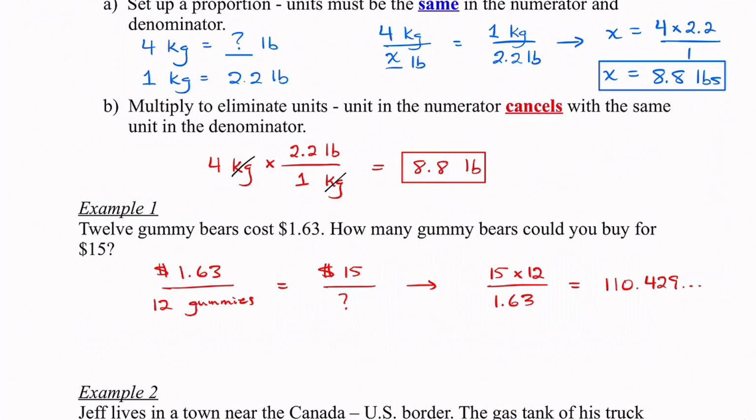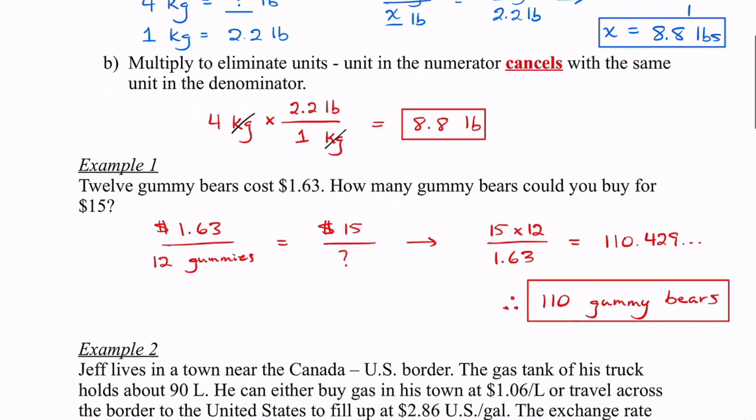Now, if you went into a store and you had $15, you wouldn't be able to buy 110.429 gummies. You would either have to buy 110 gummies or 111 gummies, but you don't have enough money for 111, so you have to round this down. You can only actually buy 110 gummies. So our answer would be 110 gummy bears.